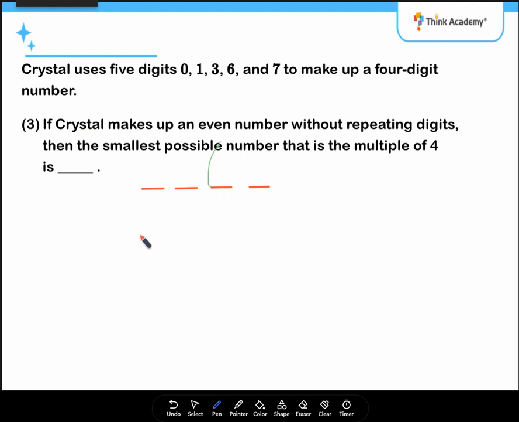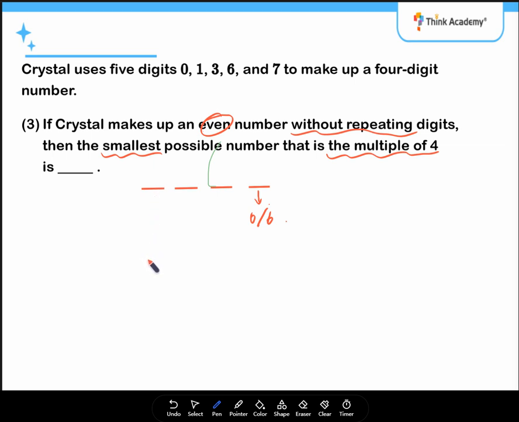Okay, and for the third one, if Crystal makes up an even number without repeating digits, and then the smallest possible number. All right, and it should be a multiple of 4. So here we got lots of choices. Let's pay great attention. So it's an even number and a multiple of 4. So I guess for the last digit, we already have some choices, like it should be 0 or 6. Am I right?